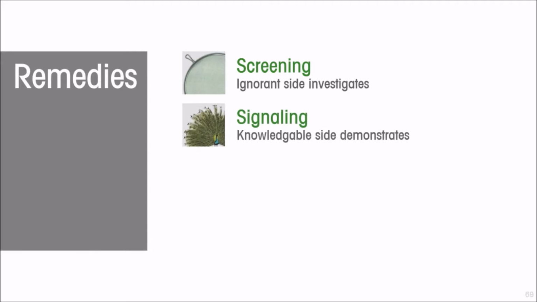One is screening. That's what the female birds were doing. The ignorant side tries to find ways to investigate the quality of what they are going to be transacting with. Meanwhile, the male birds were engaged in signaling, in finding ways to demonstrate the quality of what they are providing. Screening and signaling is actually what private markets do in the presence of the asymmetric information problem.